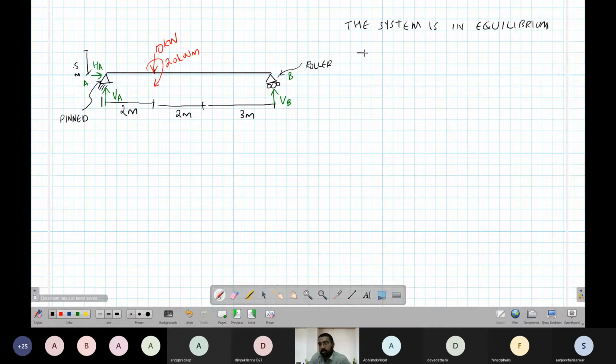So this means summation of forces in x direction should be 0. Summation of forces in y direction should be equal to 0. Summation of moment about any point should be equal to 0. Okay, these conditions should be satisfied. So first we will try to satisfy the first condition, that is, summation of forces in x direction equal to 0.